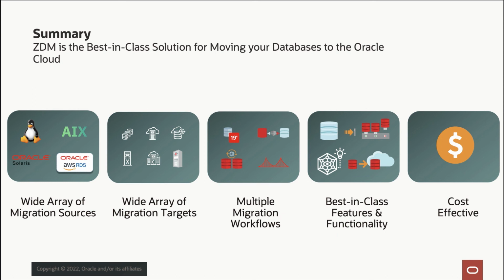You can migrate your databases to Database Cloud Service Virtual Machine, to Exadata Cloud Service, to Exadata Cloud at Customer, to Exadata on-premises, and you can migrate your databases to the Autonomous Database, both Autonomous Transaction Processing and Autonomous Data Warehouse. You have multiple migration workflows, both physical and logical, using either offline or online methodology, depending on your choice and your migration needs.